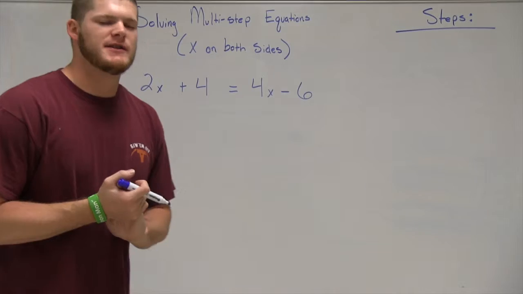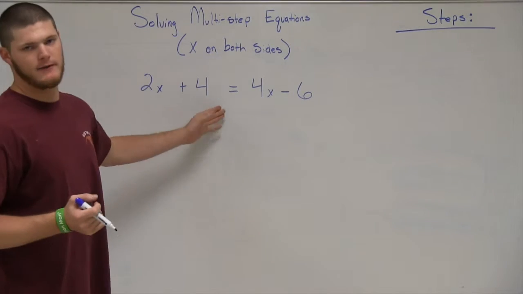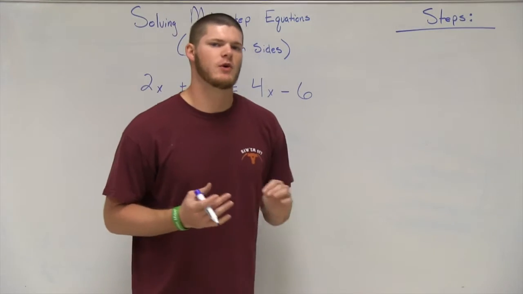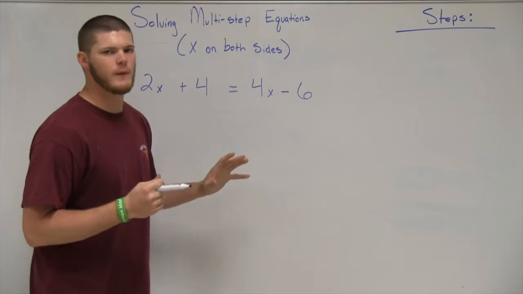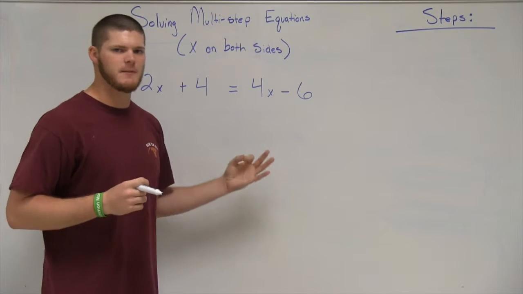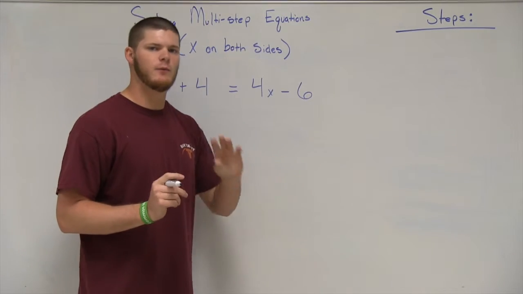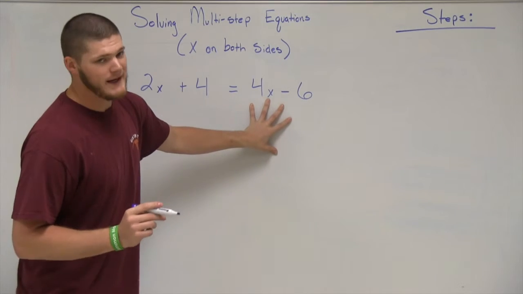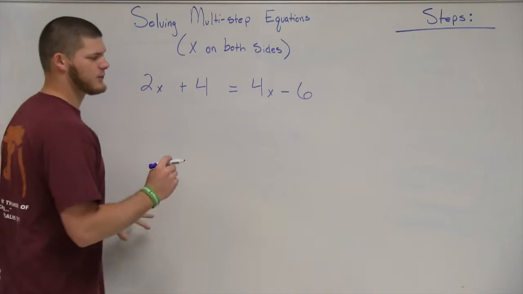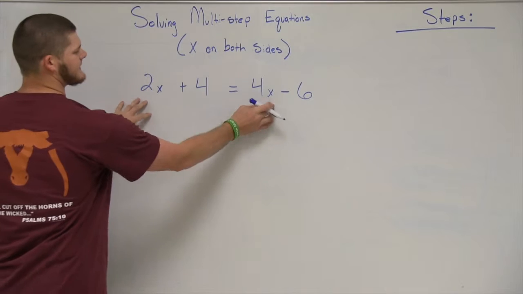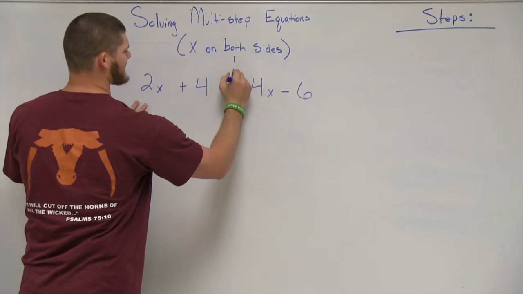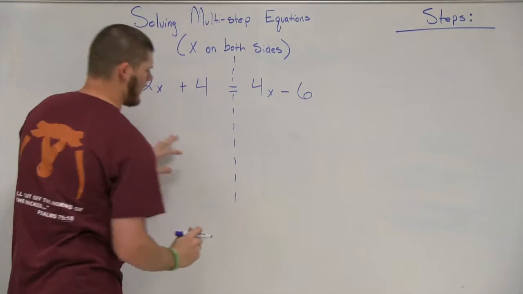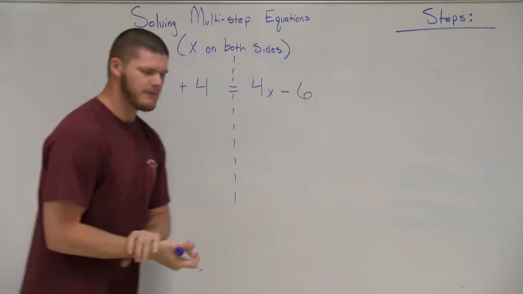Solving multi-step equations when we have x on both sides of our equal sign. Our steps are a little bit different when solving this type of equation. Before we can get to our find a plus or minus, or find, multiply, and divide, we have one step that we have to take care of on this special kind of equation. What we need to do before we can solve it is get both of these x's on the same side of our equation. So this is our first step.